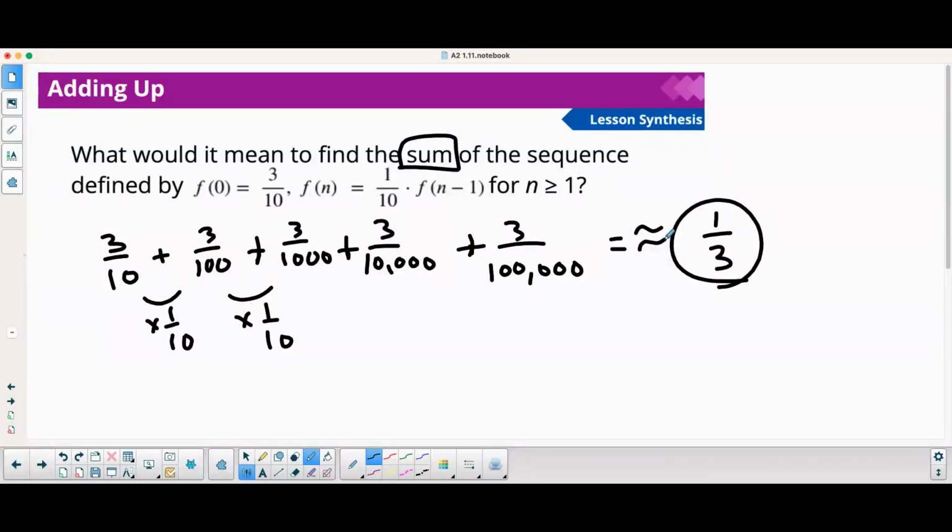Okay, so 3/10 plus 3 over 100 plus 3 over 1,000 plus 3 over 10,000 plus 3 over 100,000. And I get 0.33333. So pretty close to 1/3. So it's going to end up leveling off there because it's almost like you're adding such a tiny value, it doesn't really affect it.